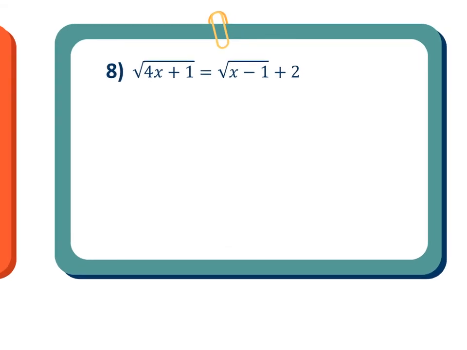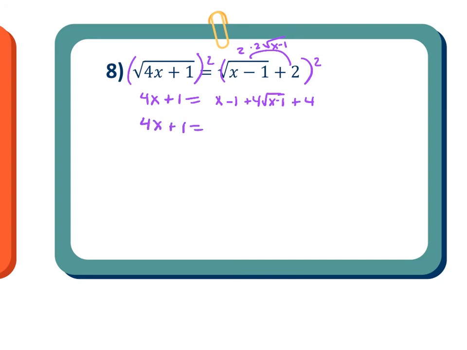Okay, for number 8. We're going to do the same thing, square both sides. 4x plus 1 equals, shortcut here, x minus 1 underneath the root squared is x minus 1. Positive 2 squared is 4. Multiply these two together, 2 square root x minus 1 times 2, and I get 4 square root x minus 1. Combine my like terms there on the right. Negative 1, positive 4 is positive 3.